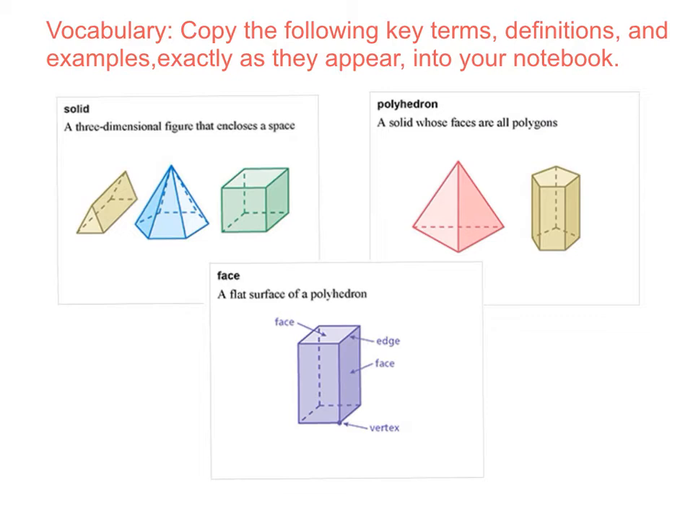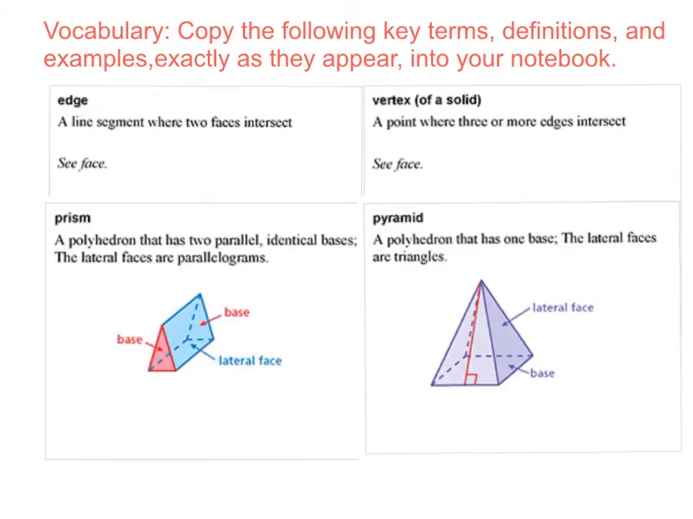A solid is a three-dimensional figure that encloses a space. A polyhedron is a solid whose faces are all polygons. A face is a flat surface of a polyhedron. Here's some more key terms for you to copy into your notebook.